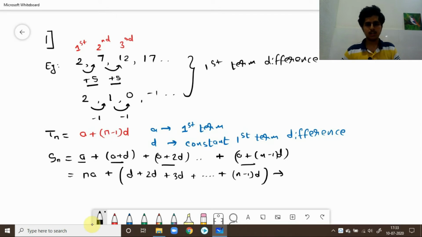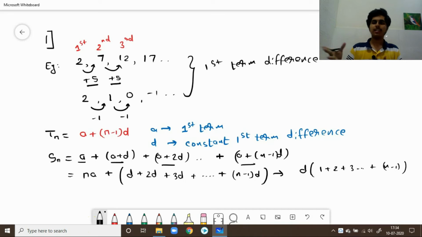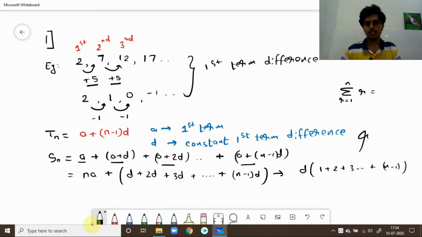What do I get? This is nothing but d into 1 plus 2 plus 3, up till n minus 1. If you can recall, this is the sum of the first n minus 1 terms, which you can also write as the summation of r going from 1 till n, that is equal to n times n plus 1 by 2. So again we'll use that over here.